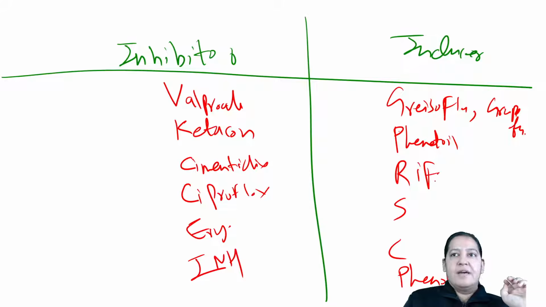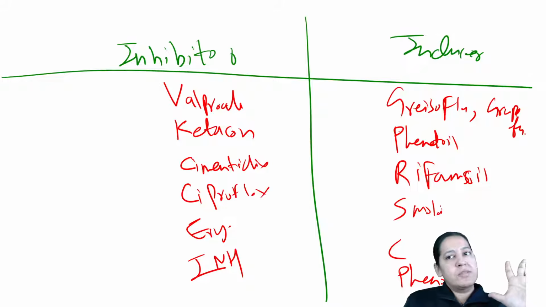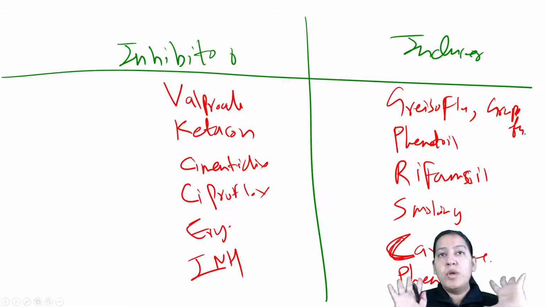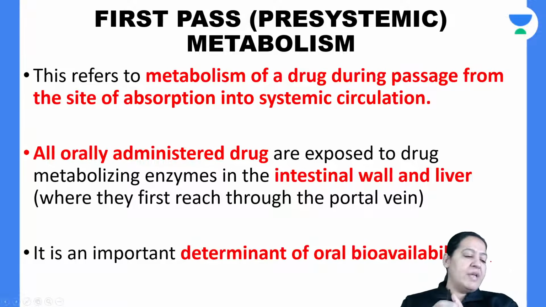R is rifampicin. And S is smoking. Smoking is also considered a drug. And here C is the, what was C here? Carbamazepine. So say the full form again. These two mnemonics are super important, 5-star important. Make a note.